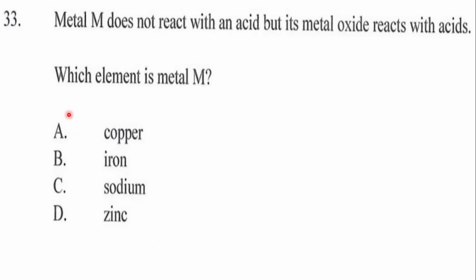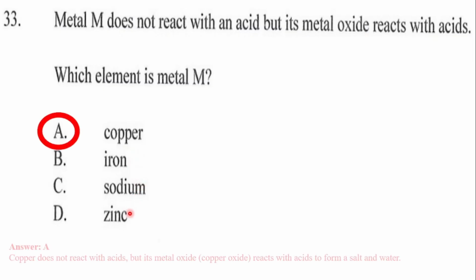Let's move on to question number 33, and it says metal M does not react with an acid, but its metal oxide reacts with acids. Which element is metal M? Is it copper, iron, sodium, or zinc? Now the correct answer is definitely going to be A, copper, because copper does not react with acids, but its metal oxide, copper oxide, reacts with acids to form salt and water.